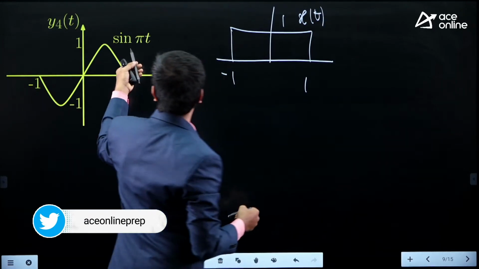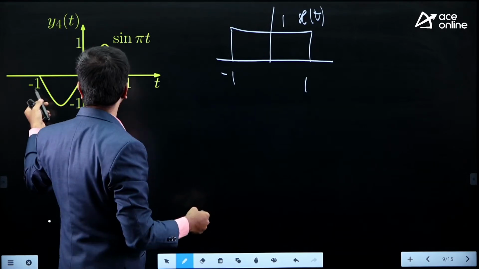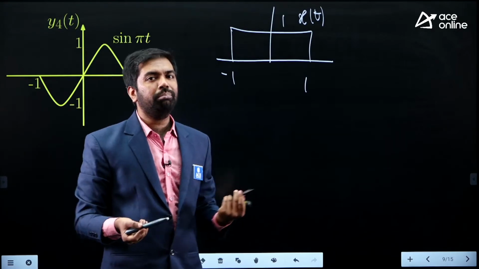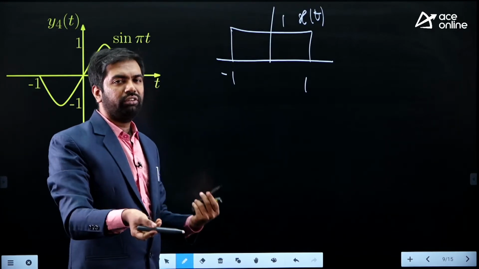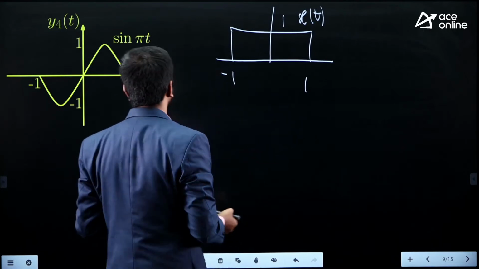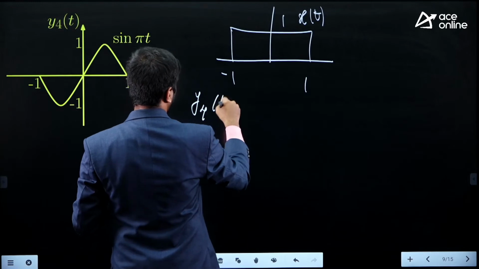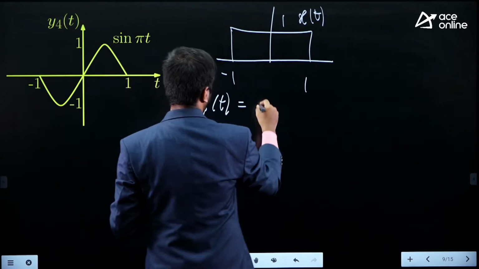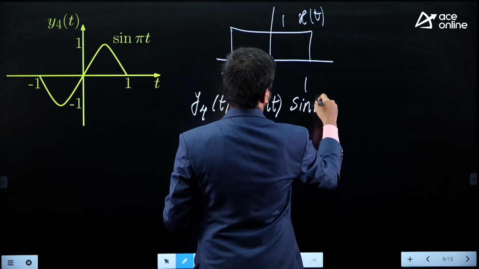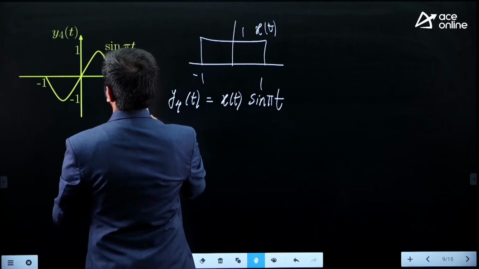If you multiply sine pi t with x of t, the resultant signal is only from -1 to 1, because x of t is only from -1 to 1. So I got the idea now. y4 of t can be written as x of t into sine pi t. Now what property are we going to use to find the Fourier transform of this?